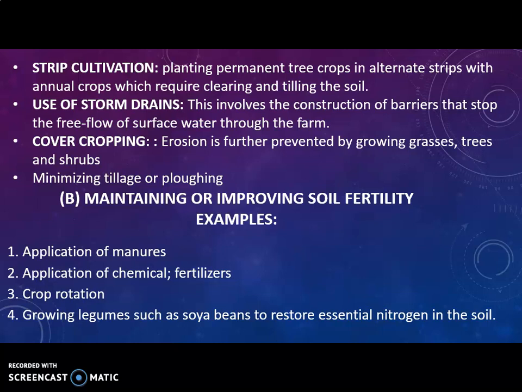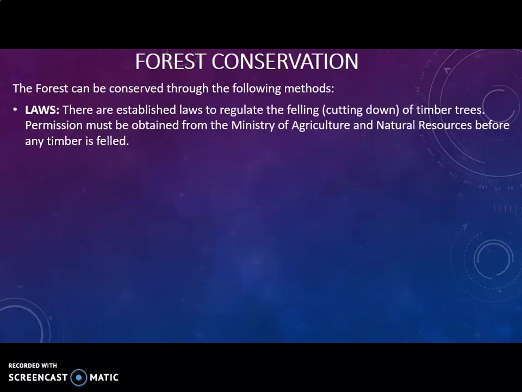And let's look at how we can conserve the forest. One, by establishment of laws that will regulate the cutting down of trees. Yes, laws should be established, because in any society where you don't have laws that bind people on irregularities, things will go out of hand. So laws and policies should be established that will regulate the cutting down of timber. That's one major way that we can conserve our forest.